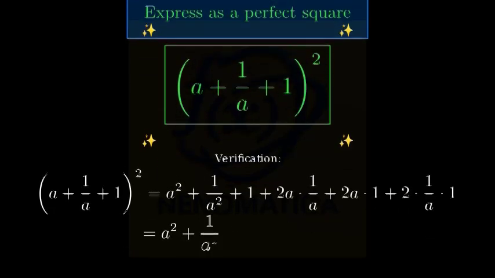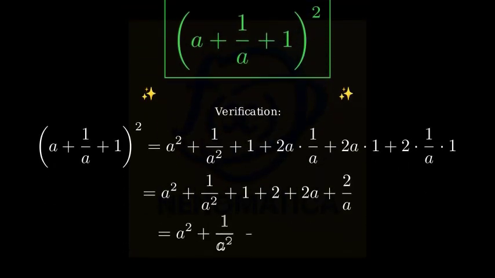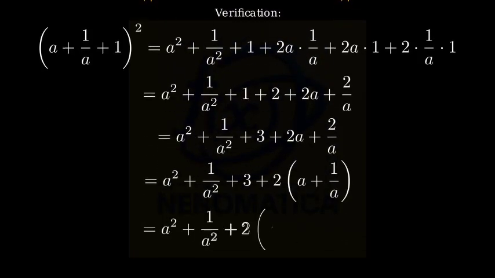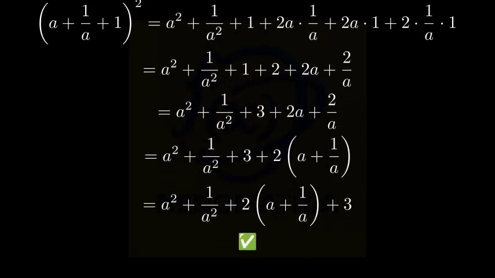When we square a + 1/a + 1, we get a squared plus 1 over a squared plus 1, plus 2 times a times 1 over a, plus 2 times a times 1, plus 2 times 1 over a times 1. This simplifies to a squared plus 1 over a squared plus 2a plus 2 over a, which we can regroup as a squared plus 1 over a squared plus 2 times the quantity a plus 1 over a plus 3. And that's our original expression.